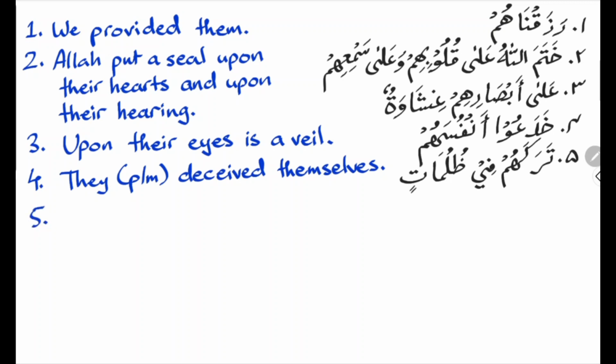Number 5 is tarakahum fi dhulumatin. Taraka means to leave. Hum is them. Fi is in. Dhulumatin. Dhulma is darkness. The plural for that is dhulumatin, which means darknesses. So tarakahum is he left them in darknesses.